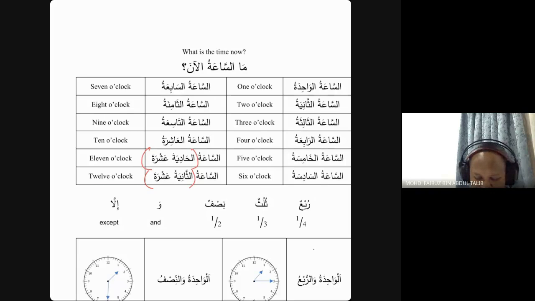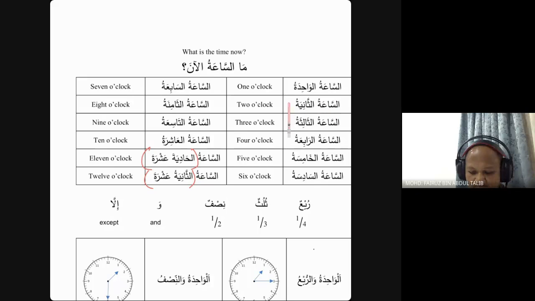So in the previous class, we have said masaa, that is how you want to ask question. What is the time? Ma, what? As-sa'a, time or clock. Now, al-an. Now, masa'atul an. And these are all the time that you can use.